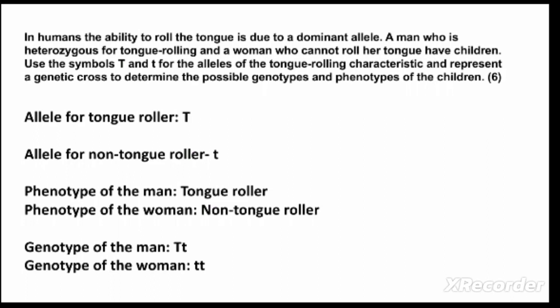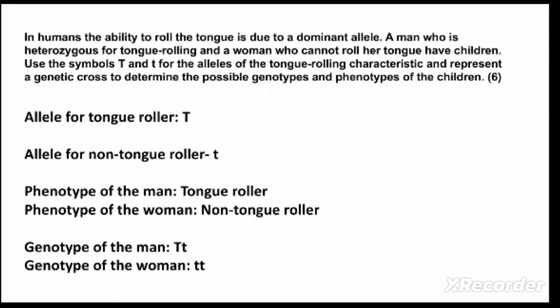And then the phenotype of the man. The phenotype is the physical appearance, right? A man who is heterozygous for tongue rolling: his genotype is going to be a capital letter and a small letter. So what is his phenotype? His phenotype is going to be tongue roller, because the dominant allele will override the recessive allele. So the phenotype takes the dominant allele. For the phenotype of the woman, they just told us that she cannot roll her tongue, so the phenotype is non-tongue roller.